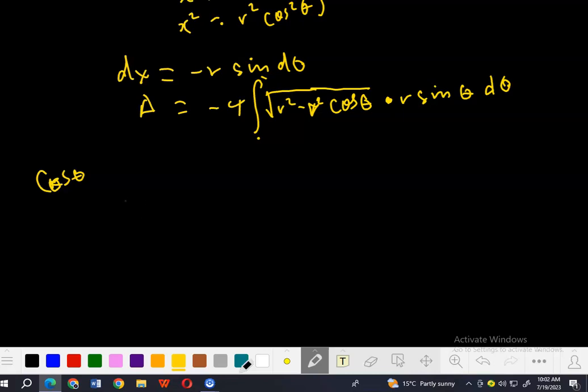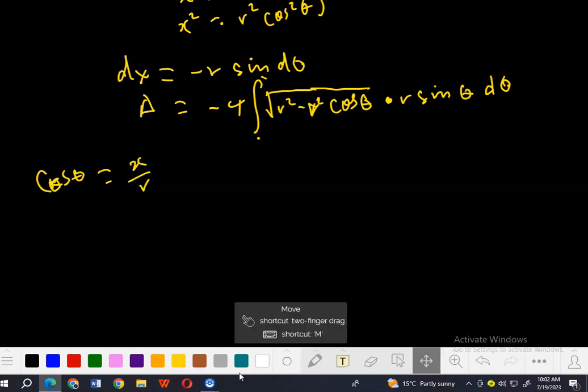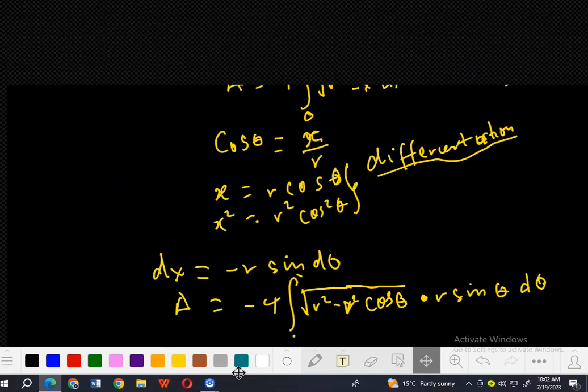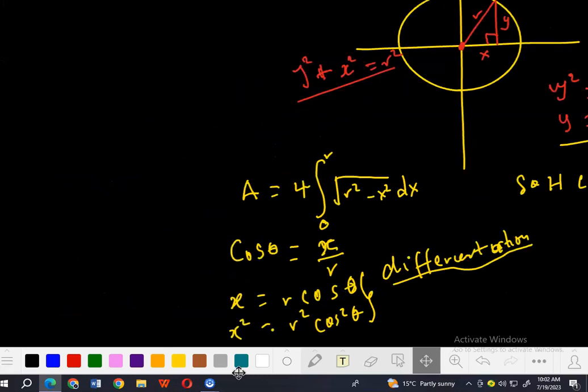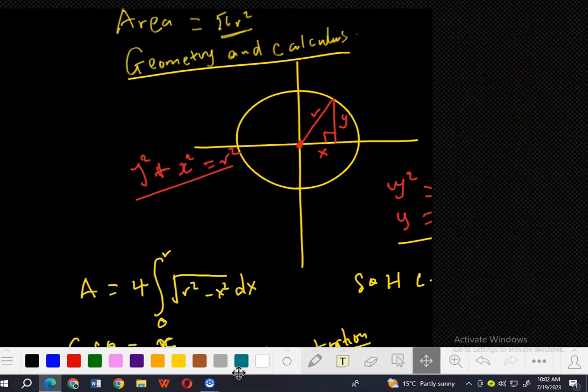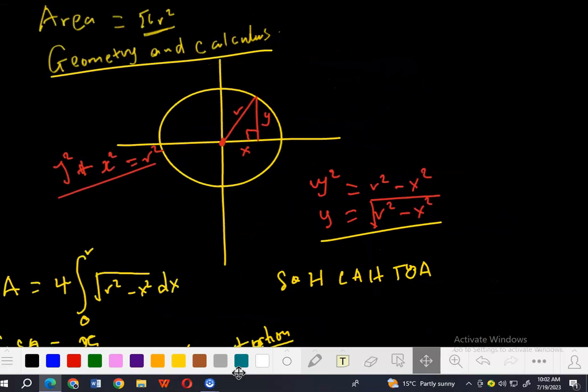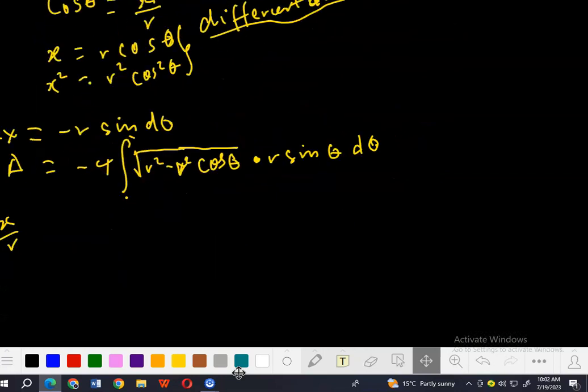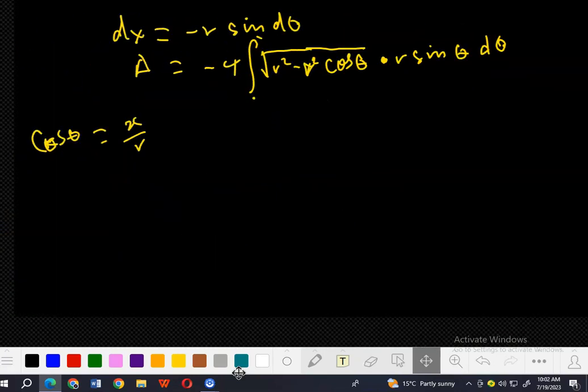We know that cos theta is given as adjacent all over hypotenuse. So it is x all over r, according to what we have initially. Here, if you bring this here, we know that the cosine of this angle, which is an acute angle, is going to be x divided by r, since r is the hypotenuse.